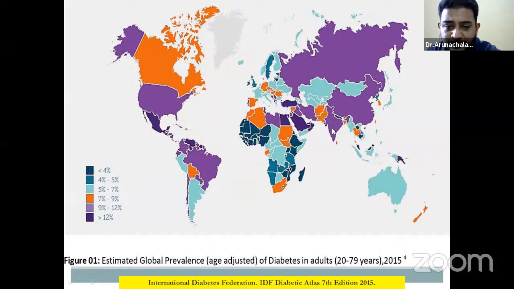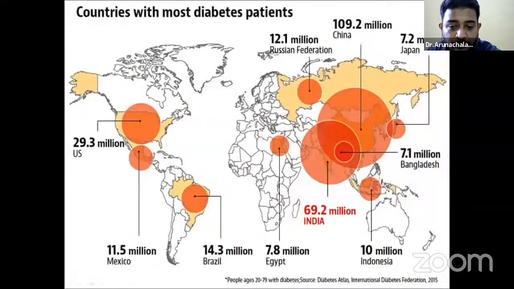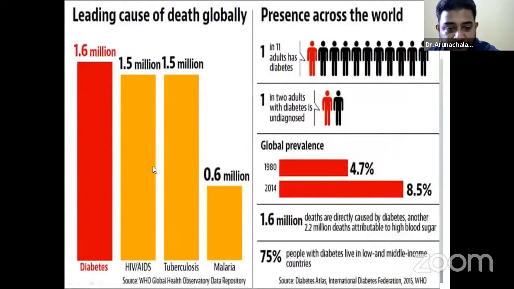And if you see, more than 12% of India's population is already having diabetes. Looking at the distribution all over the world, 69.2 million Indians are having diabetes, which is far more than in other countries. And in India, one in 11 adults has diabetes. This is one scenario that is alarming, and the second scenario is even more alarming: out of two diabetic patients, one is not diagnosed yet.